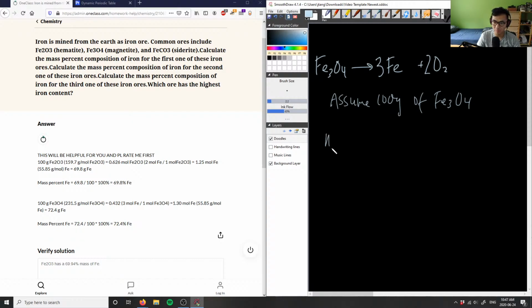So we want to calculate our moles, right? So moles is 100 grams divided by our molar mass of this guy. So it's 3 times 55.845 plus 4 times 15.999. Put that into your calculator. You get a value of 0.432.